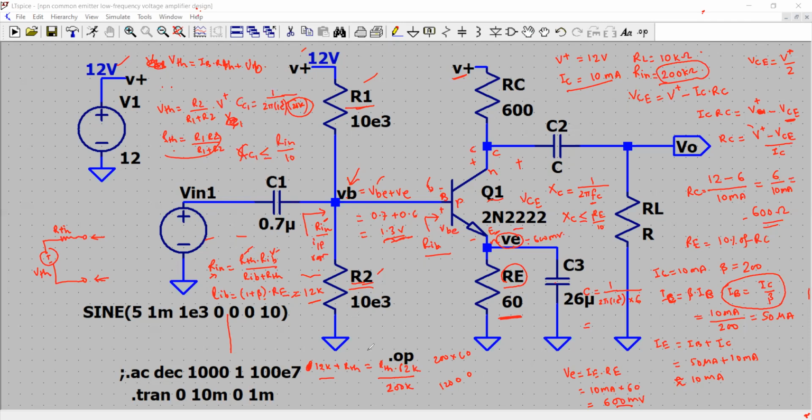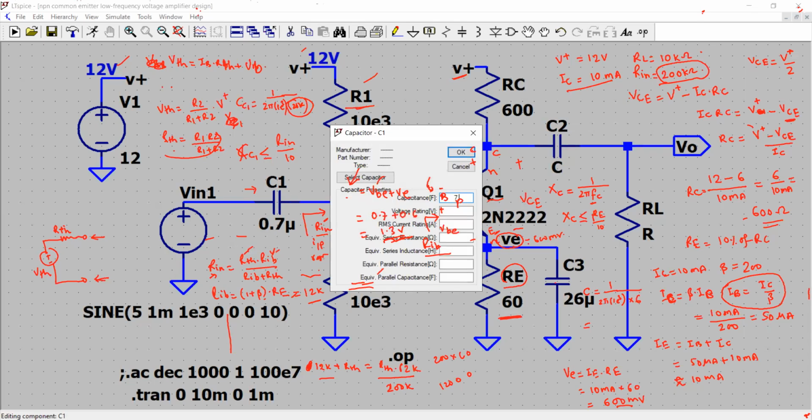Does it make sense? We'll check that out. So we'll plug in the value. It looks like it should be very low. This capacitor value comes out to be 7.96 nanofarad. Let's write that: 7.96 nano.